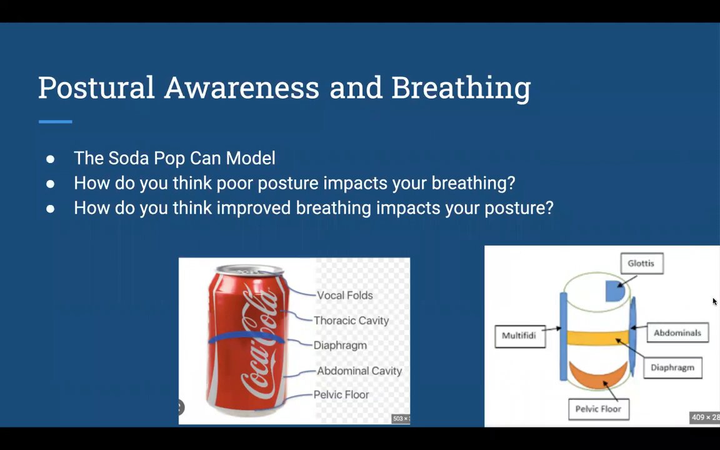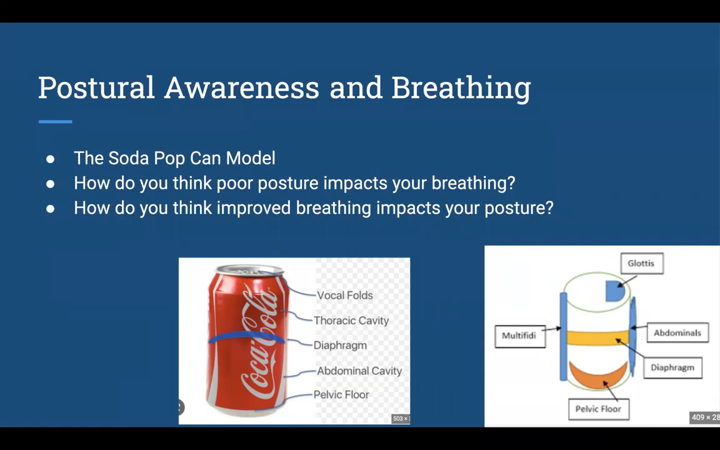This picture over here goes over some of the muscles that are represented by this soda can model. So we've got your vocal cords up at the top. In the front of your body, that's where your abdominals live, your six-pack muscles, the muscles that line your spine. Some of them are called your multifidi. Those are really responsible for a lot of the stability that lives in between each spinal segment. Your diaphragm is a muscle that is responsible for a lot of breathing, and then your pelvic floor.